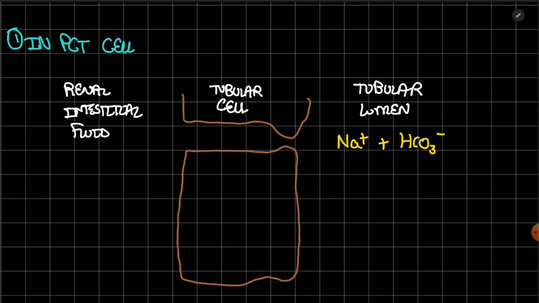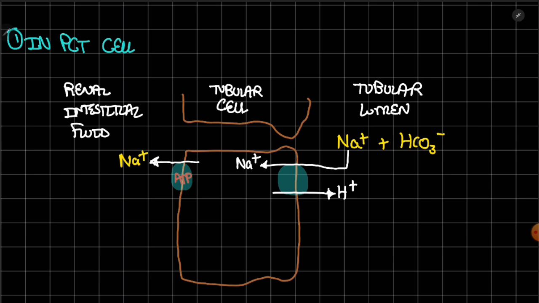Now this Na plus goes into the cell through the Na plus H plus pump, and further with the help of ATP, this Na plus goes back to the renal interstitial fluid. This will be K plus. Now from where does this H plus come?